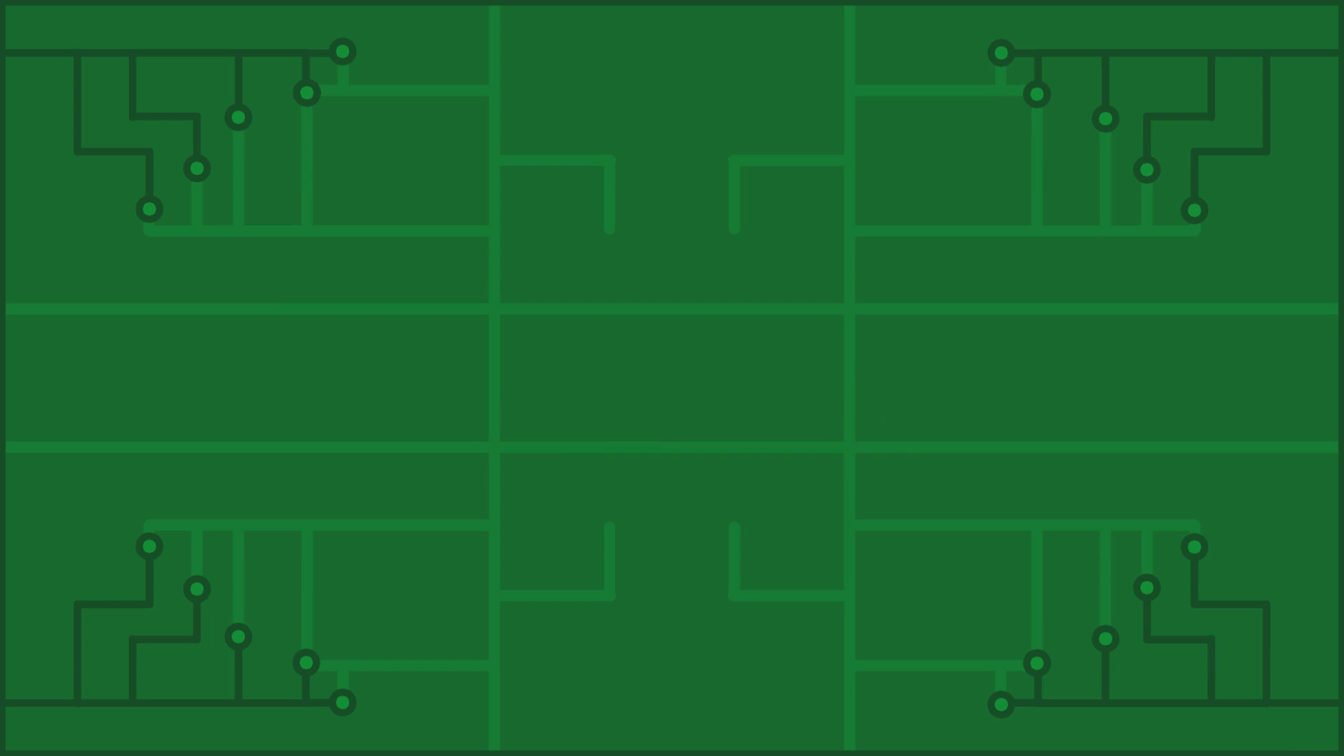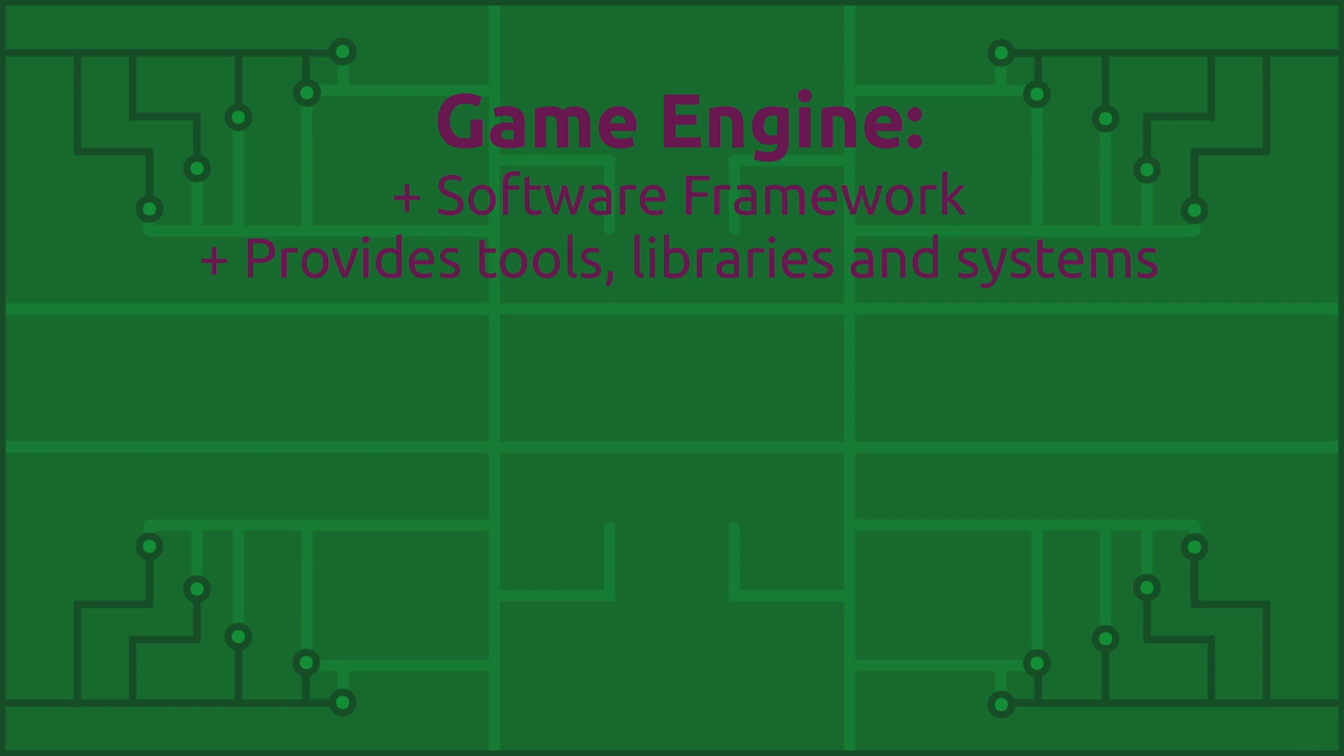Before we begin, I think it is very important to clarify what exactly it is we are choosing. A game engine is a software framework that provides the tools, libraries, and systems needed to structure, build, and run a game. This includes the main gameplay loop, object scripting, audio, physics, rendering, and more.